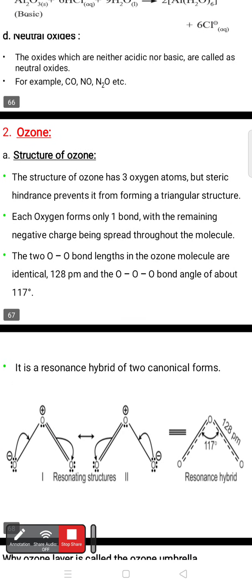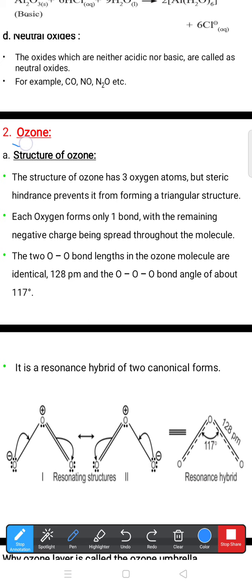Now we'll see the next molecule, that is ozone. First we can discuss the structure of ozone. Ozone has 3 oxygen atoms, that's why it has the formula O3. But steric hindrance, meaning crowding of electrons toward the central oxygen, prevents it from forming a triangular structure.